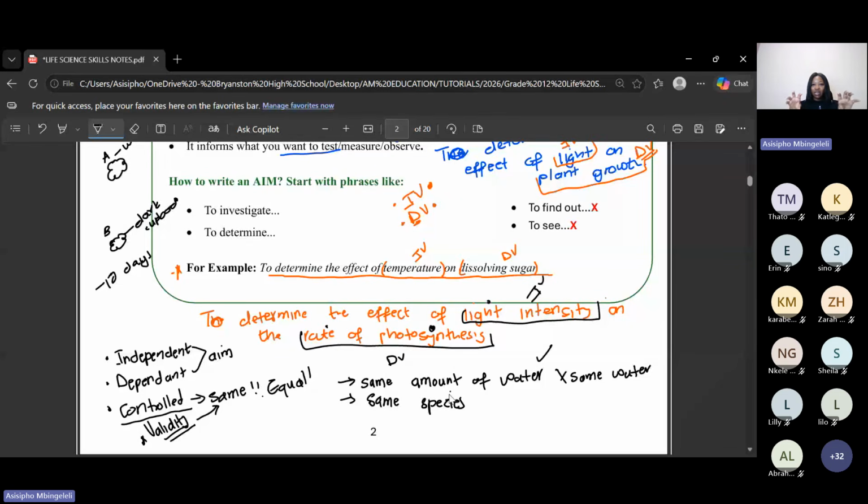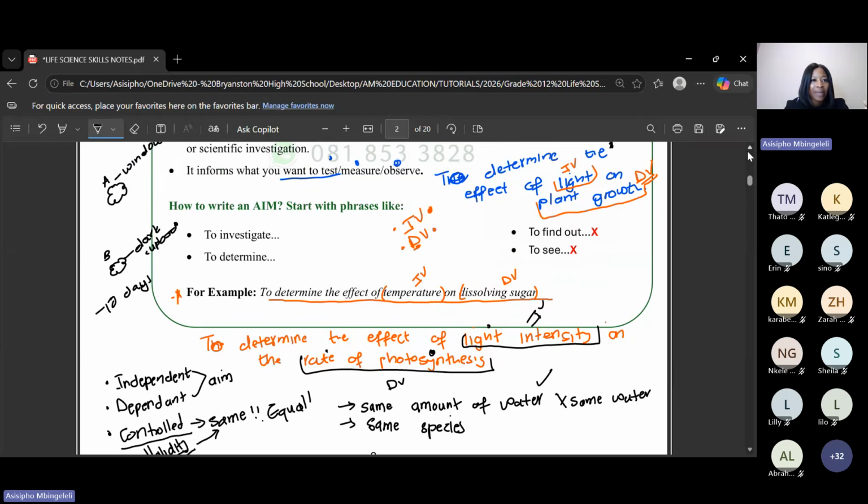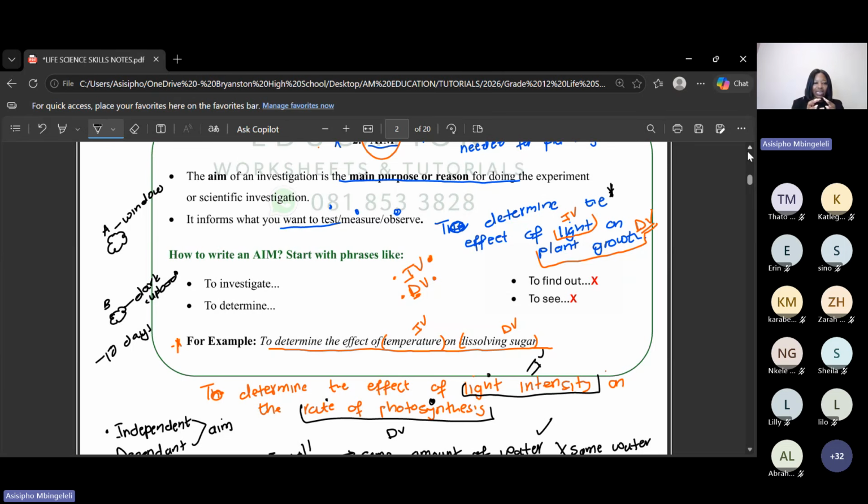So at the beginning of the investigation, if plant A is 12 centimeters, plant B will also need to be 12 centimeters, so that I'm able to compare the results as I keep on measuring the height. I am not mentioning other factors just because of time, right? But I hope you can see what is happening here.